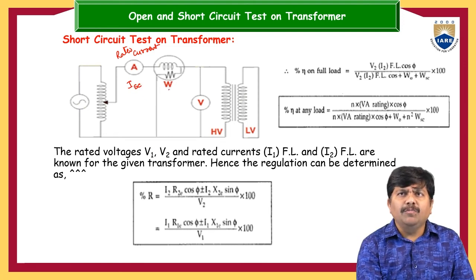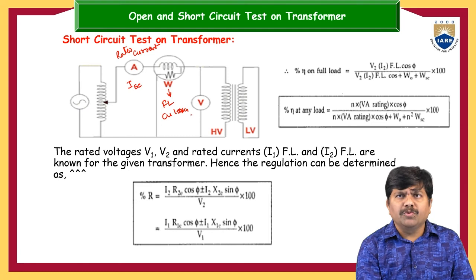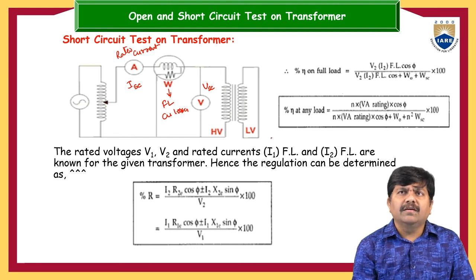Now this W will give the full load copper losses, and this is the short circuited voltage, VSC, in the primary side. Let us record these three readings, wattmeter, ammeter and voltmeter, in a table. And what are the formulas?